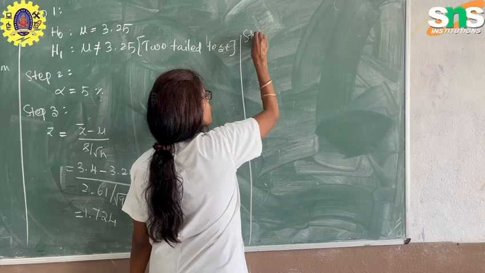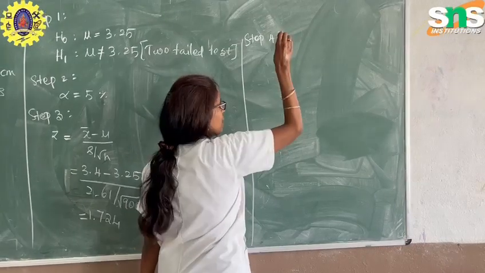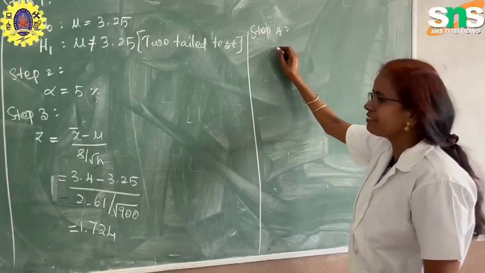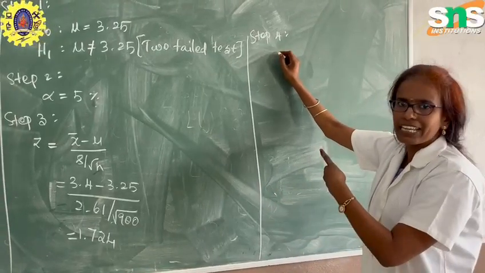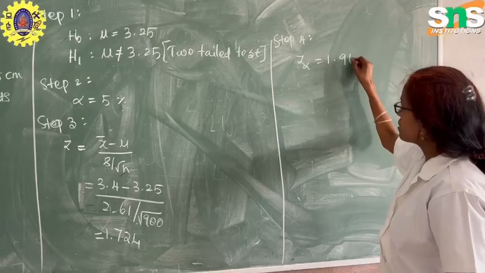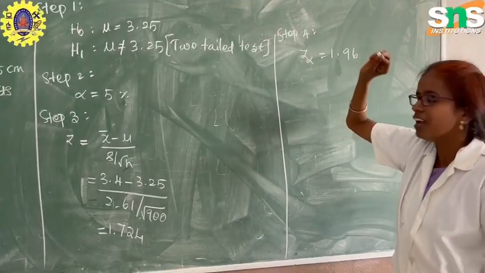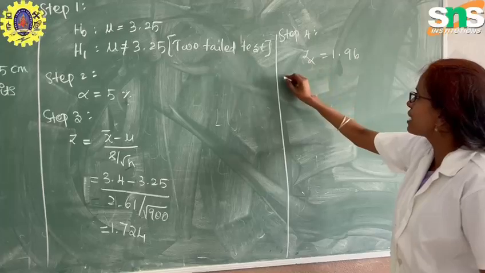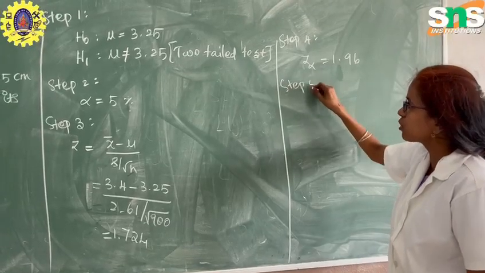Step number 4 is to write the table value. Here for 5% and 2-tail test, the table value is z alpha equal to 1.96. That is hard to remember. Next we are going to compare the calculated value and the table value. That is step number 5, which is the conclusion part.